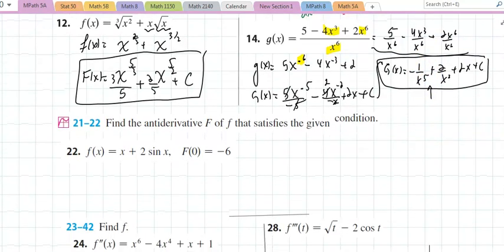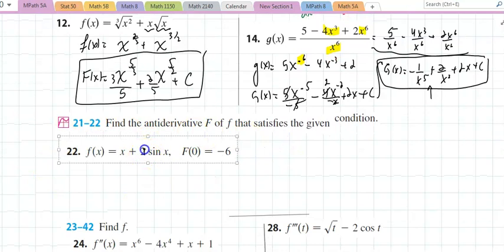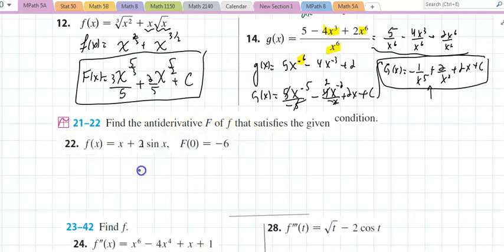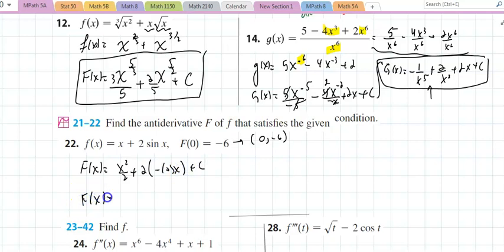Now, every now and then they want us to find c. To do that, what they do, they give us a point on the graph. So let me elaborate. This point right here says, in the original function, when x equals 0, y equals negative 6. So to find the antiderivative, we'll say f of x is, add 1 to the power, divide by that, twice. What do you take a derivative of to get sine? Negative the cosine of x plus c. So f of x is actually x squared over 2 minus twice the cosine of x plus c. This is the general antiderivative.